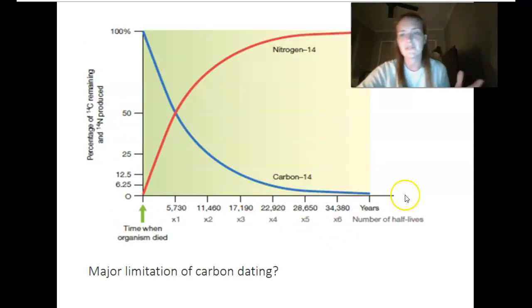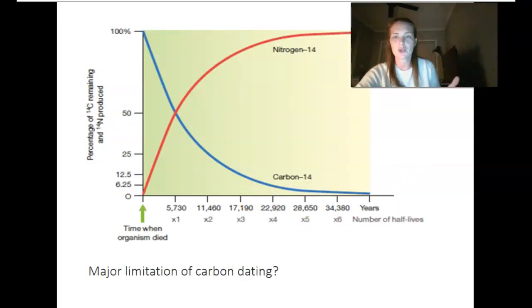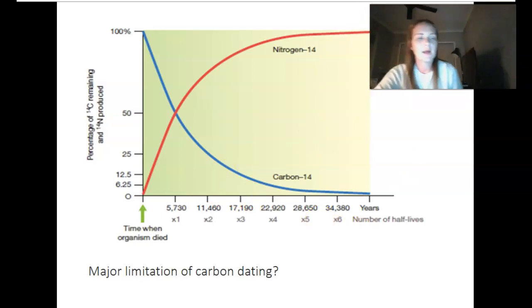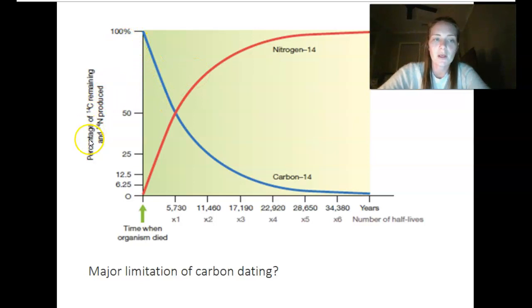Using this graph, and this is all you would ever be asked to do, is to interpret a graph like this. We need to be told how much carbon-14 is remaining in an organism, and we're shown this data, so 100% of its carbon-14 would be present when the organism died. If we can measure how much carbon-14 is remaining in the organism, we can fairly accurately state its age using the graph.